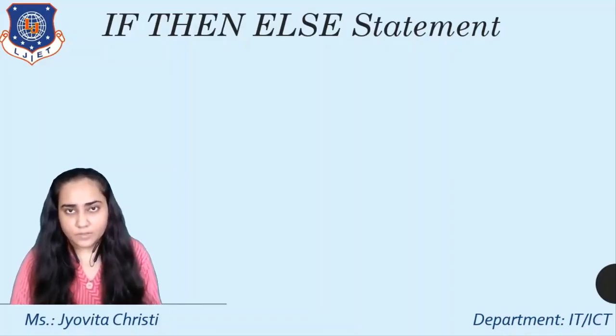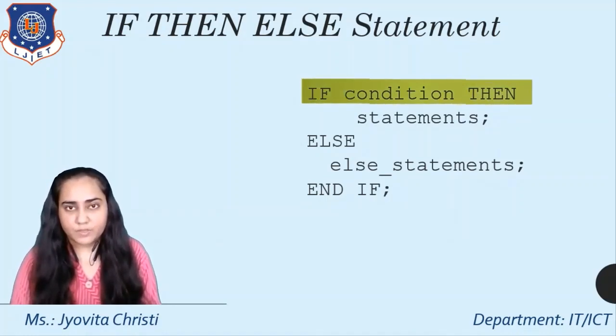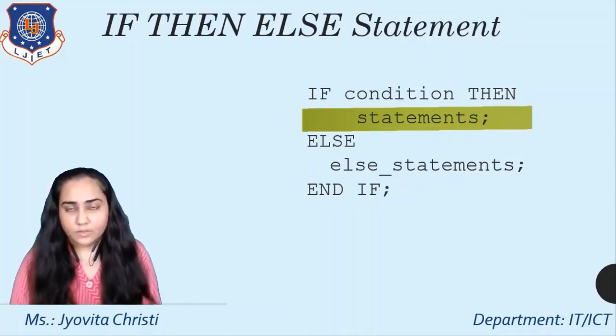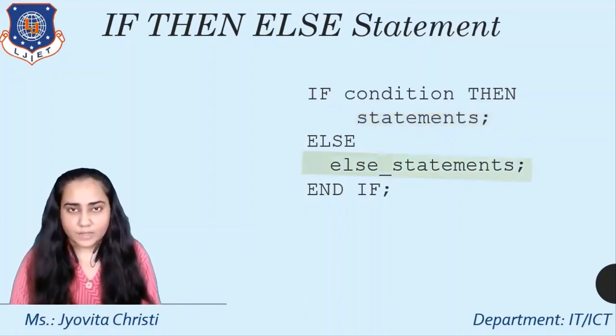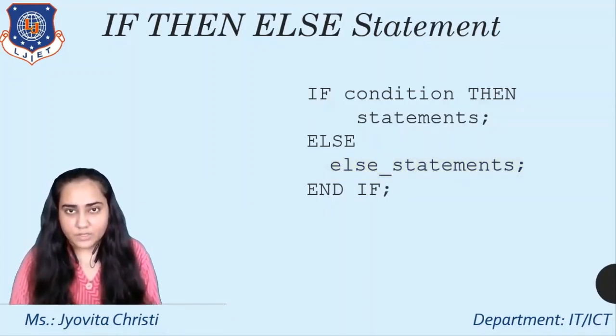The if then else statement has this type of a structure. If the condition evaluates to true, then the statements between then and else execute. If the condition evaluates to false or null, the else statements between else and end if execute. Let's see this once again with a practical example.